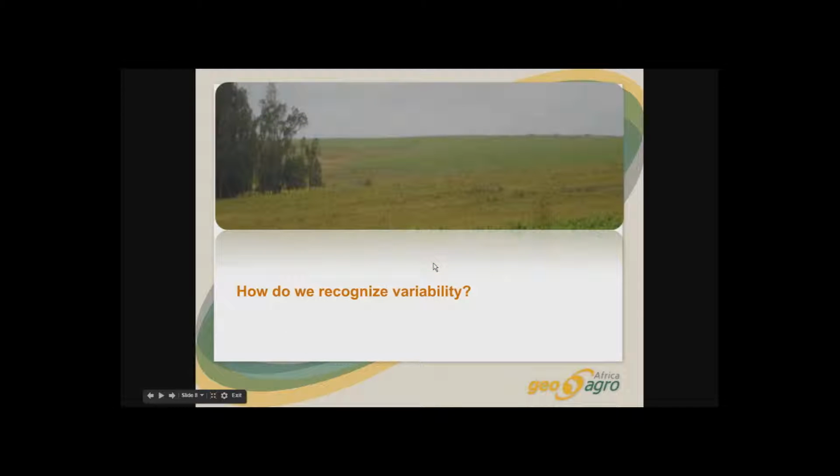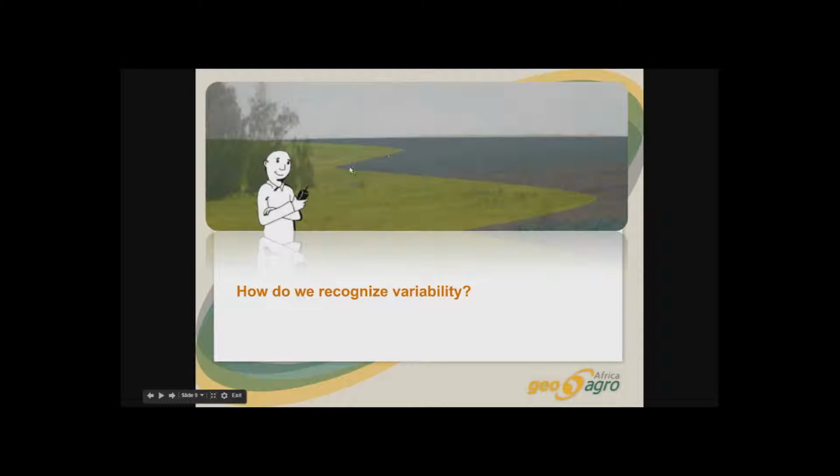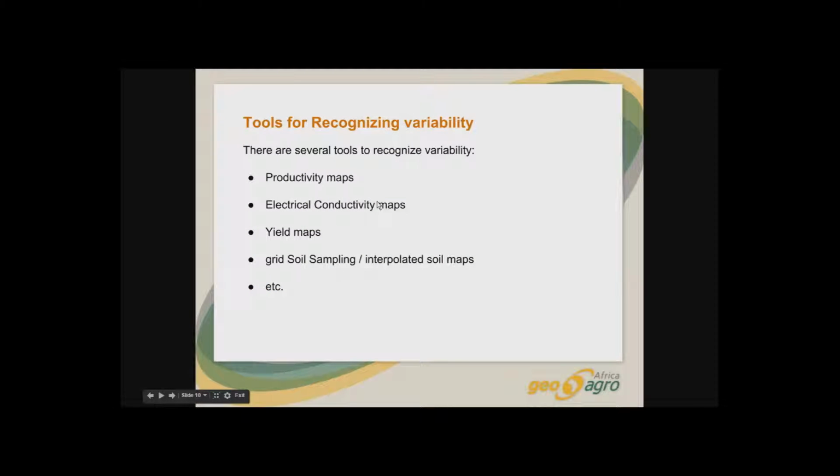So the next question, after we understand why it is so important, is how do we recognize that variability? Here, these two slides show what we see in the field as areas that look different. This can then be mapped as two different zones, and we use GPS to see where we are and take decisions accordingly. So we have different tools for recognizing variabilities. Of course, productivity maps, which is the topic of the day. And then you have other methods as well, such as electrical conductivity, yield maps, and taking samples in grid. That's an agronomic discussion about the merits, benefits, advantages, and disadvantages of each method.